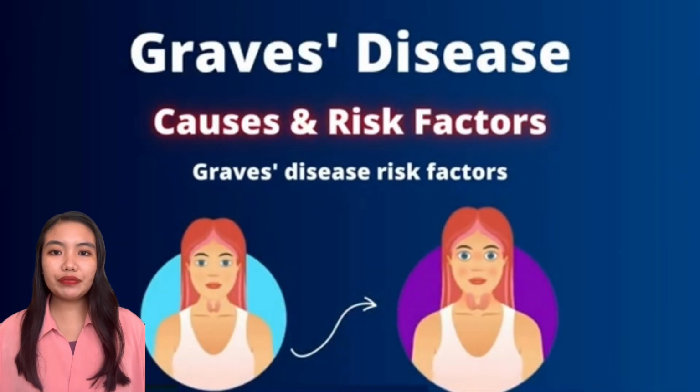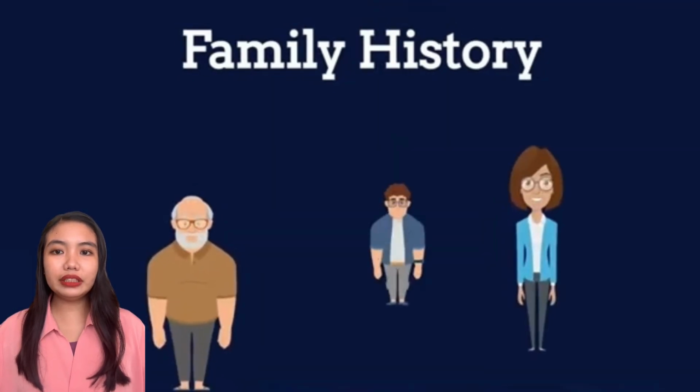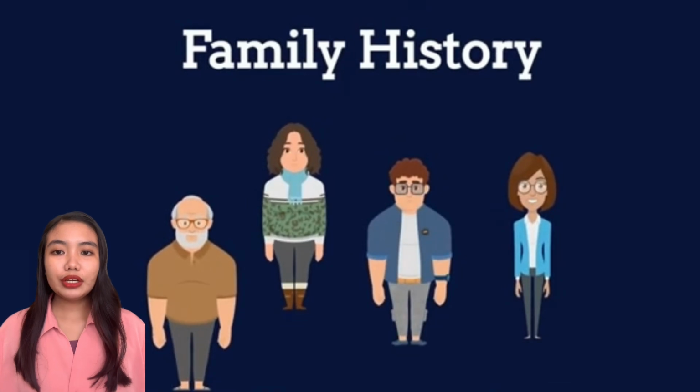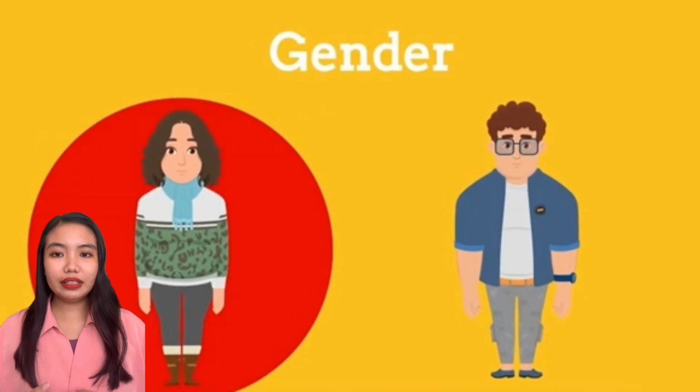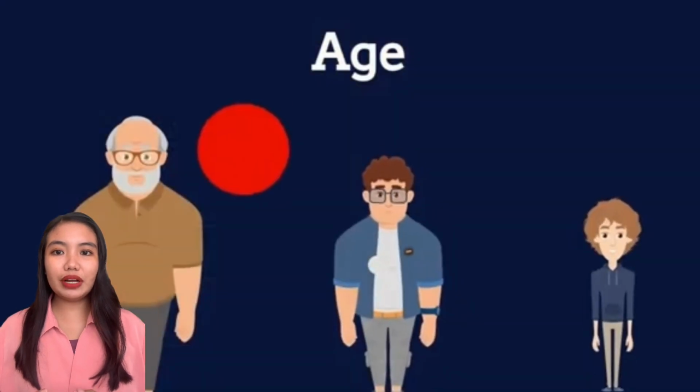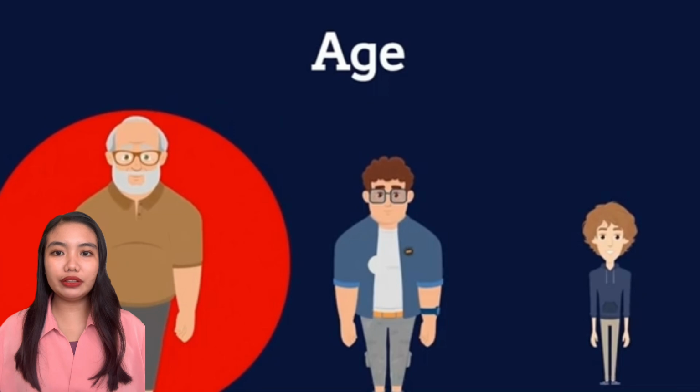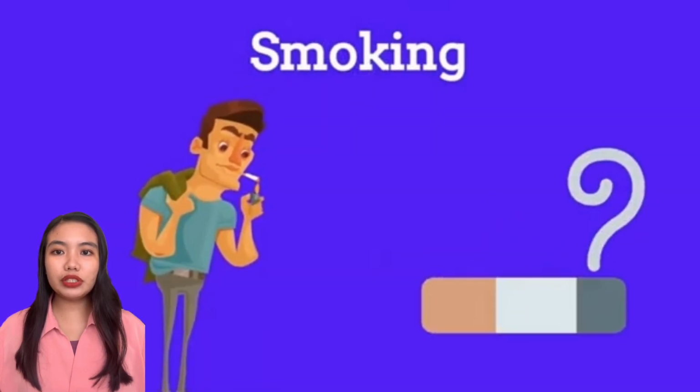Number 2, risk factors. There are several risk factors that may increase your risk of developing Graves' disease, including family history. The risk of developing the disease increases if a family member is infected. Number 2 is gender. Women are more likely to develop Graves' disease than men. And of course, age. The risk of developing the disease increases in people under the age of 40. And last is smoking. Smoking is one of the most important risk factors, and it is associated with more eye disease symptoms than in non-smokers.